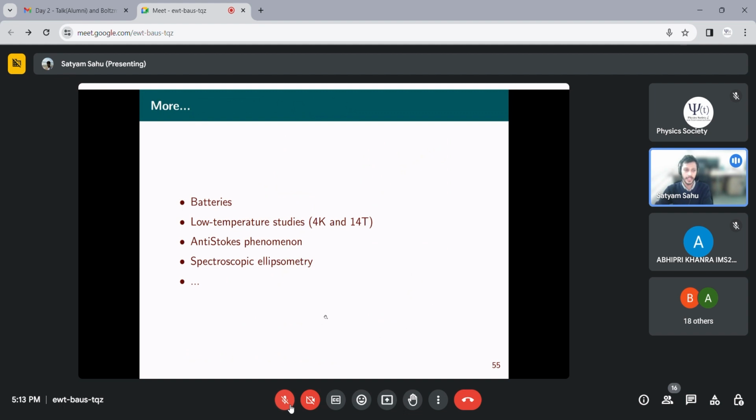And yeah, we do quite a lot of other stuff as well. We work with some batteries, some cells, and the low temperature studies that we are currently working on. And I'm also working on the anti-Stokes phenomenon in different material systems, and spectroscopic ellipsometry, and quite a lot of things actually. So this brings me to the end of my talk.